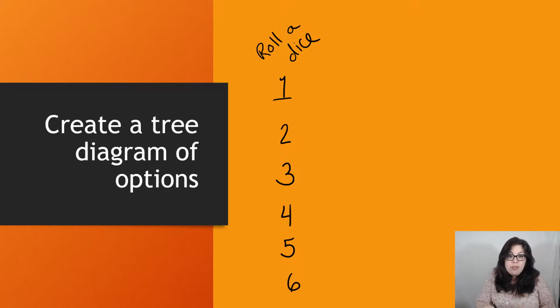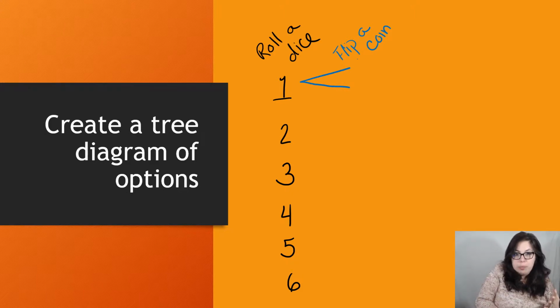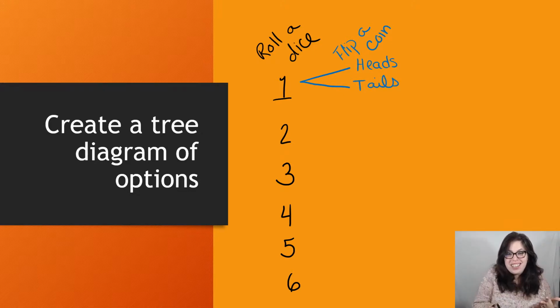In my second event, I am going to flip a coin. Now, a coin only has 2 different things that could happen. So the first combination that can happen is I can roll a 1, and then I could either flip a heads or flip a tails.